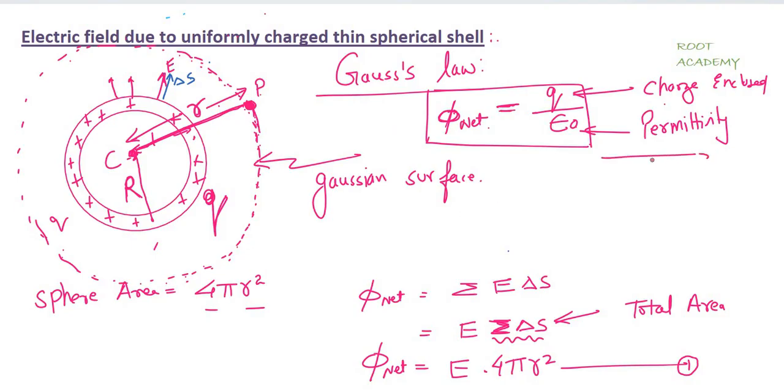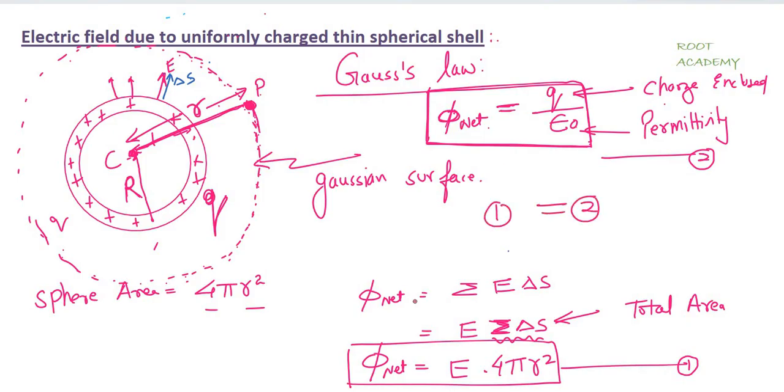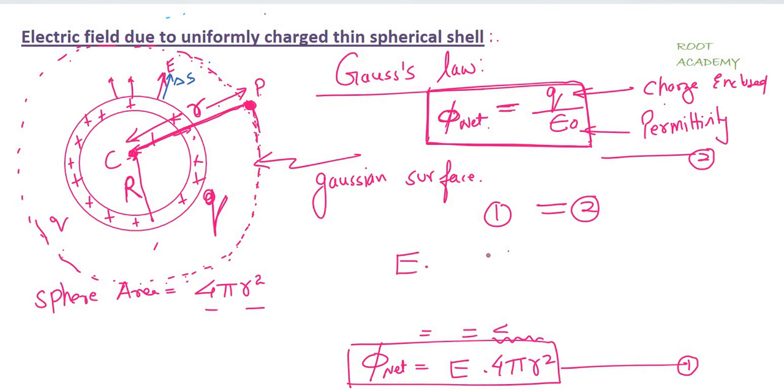So this is equation 2 by Gauss's law. The first equation says the flux is this, and the second equation says the flux is Q by epsilon naught. Can we say that both fluxes are equal? Because one is by the basic definition and one is by Gauss's law. So we can say E into 4 pi r square is equal to Q by epsilon naught.